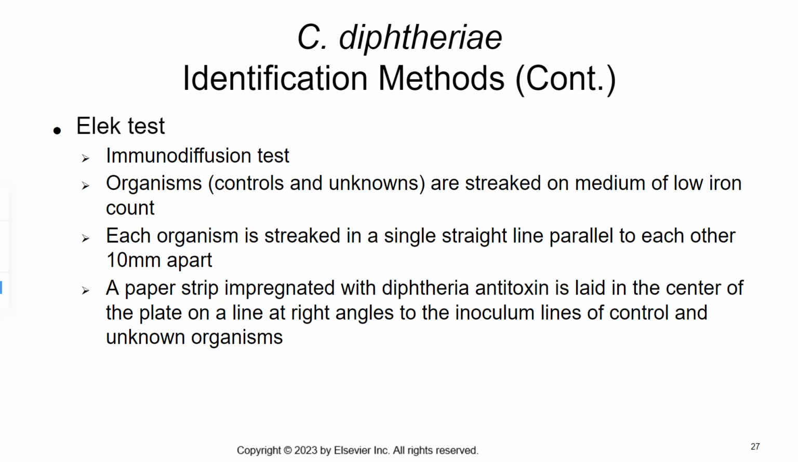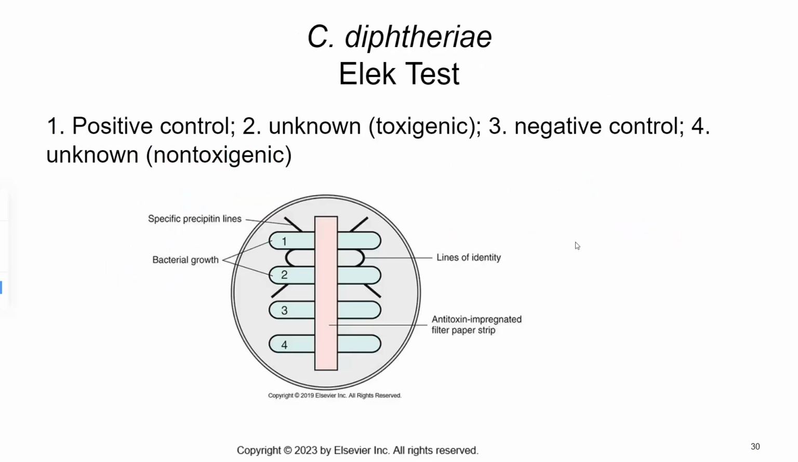The Elek test is an immunodiffusion test. Organisms consisting of controls and unknowns are streaked onto medium of low iron count. Each organism is streaked in a single straight line parallel to each other, 10 millimeters apart. A paper strip impregnated with diphtheria antitoxin is laid in the center of the plate, on a line at right angles to the inoculum lines of the control and unknown organisms. Just showing you the picture of this, here's the plate. Here is the antitoxin-impregnated filter paper strip. So it's antibodies against the toxin.